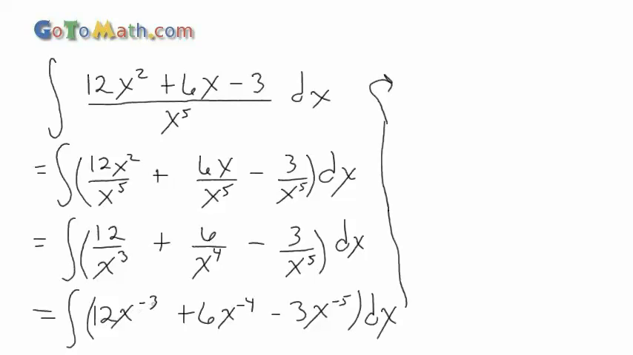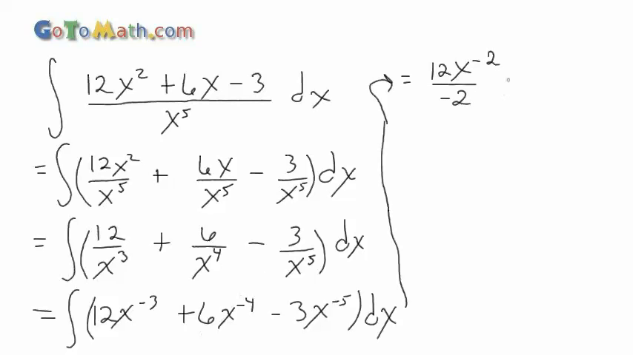And so we got 12x to the negative 3. So that means we're going to go 12x to the negative, what do we do here? We add 1 to the exponent, right? In differentiation you subtract, but in integration you add. So we add 1, and negative 3 plus 1 is negative 2. Then we take that negative 2, put it down here.